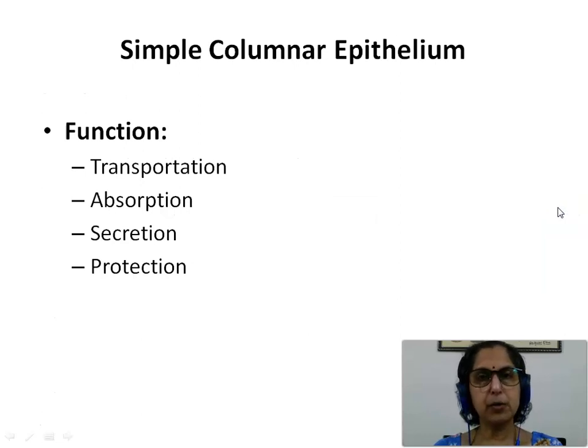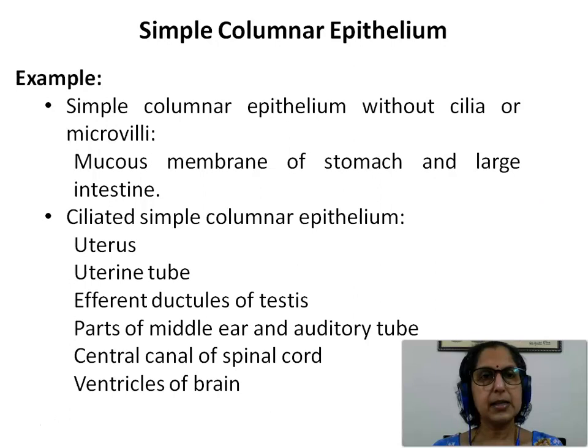Function of simple columnar epithelium: transport, absorption, secretion, and protection. And sites where we see simple columnar epithelium: simple columnar epithelium without cilia or microvilli, that is plain simple columnar epithelium, is seen in the mucous membrane of the stomach and large intestine. Ciliated simple columnar epithelium is seen in the uterus, lining epithelium of the uterine tube, efferent ductules of testis, parts of the middle ear and auditory tube, central canal of spinal cord, and lining of the ventricles of the brain.